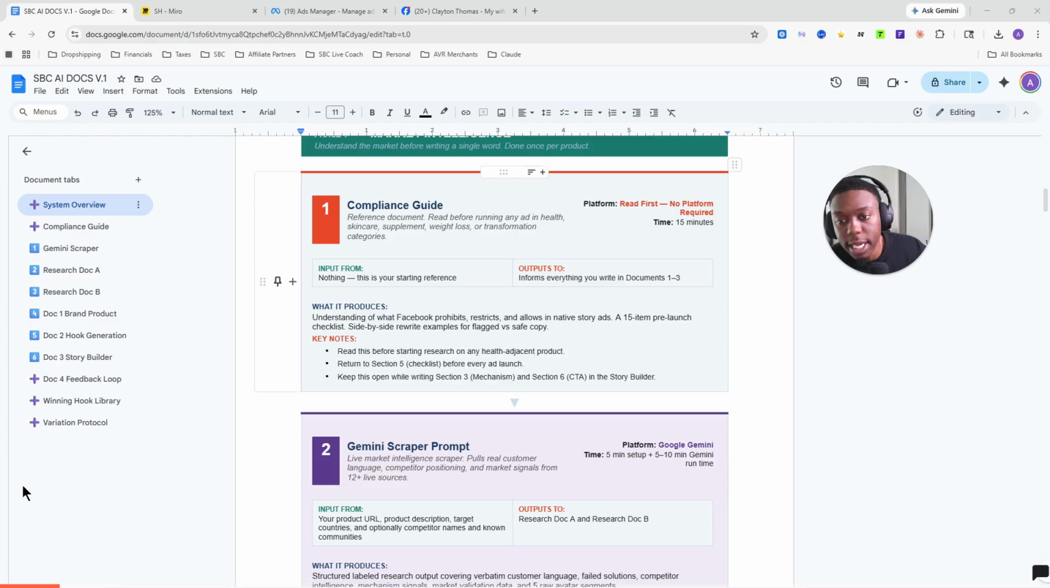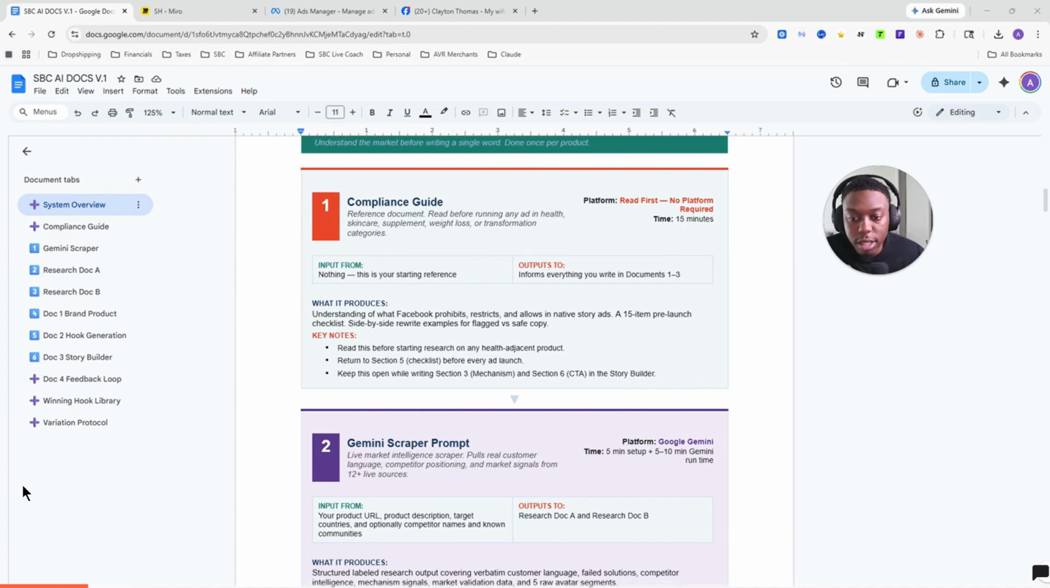So the first step is the compliance guide. There's nothing really for you to do here. The system's going to automatically set whatever niche and industry you select. It's going to make sure it has a good understanding of what compliance is required to be on Facebook. So if you're selling a weight loss peptide or pill, it's going to make sure the future copy, messaging and research is done in a way that doesn't get you in trouble. That means an understanding of what Facebook prohibits, restricts, and allows in native story ads, a 15-item pre-launch checklist, and side-by-side rewrite examples for flagged versus safe copy. So this is what the system's going to do.